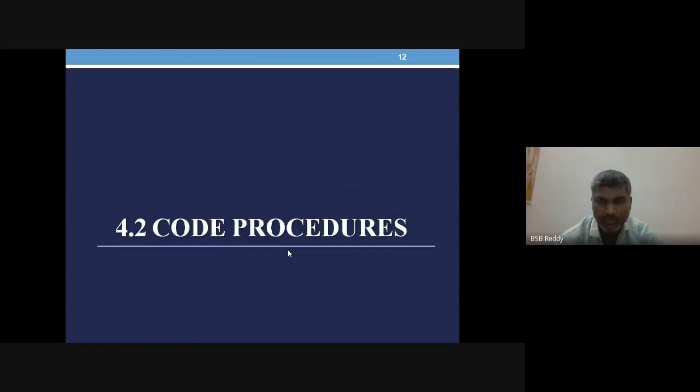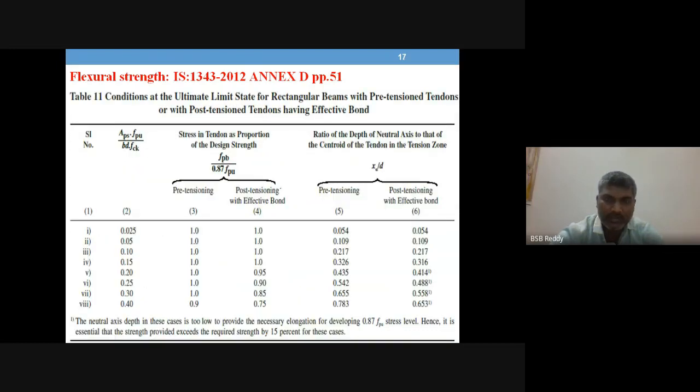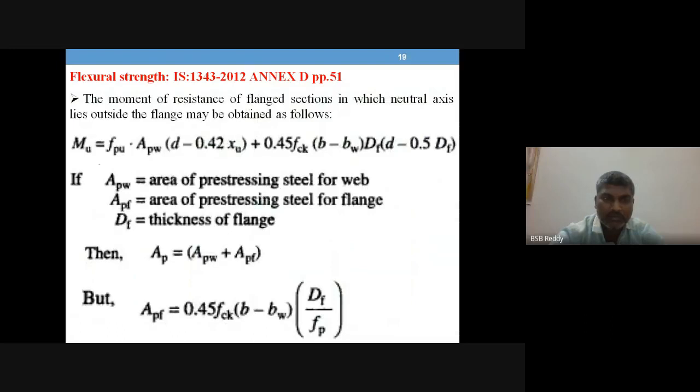So we started with the formula to calculate the moment of resistance or flexural strength for a rectangular section and a flange section having neutral axis falling in the flange. And the very next case is the third one, neutral axis falling in the web or outside the flange.